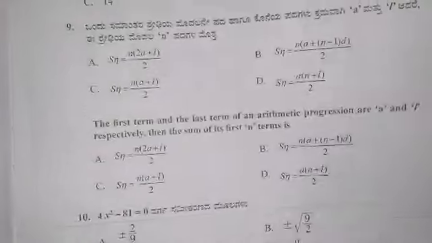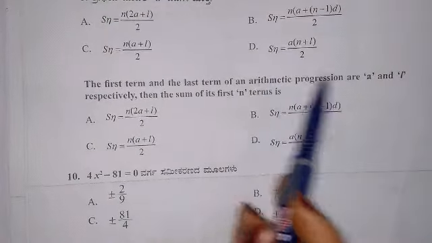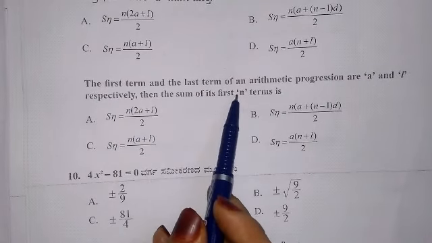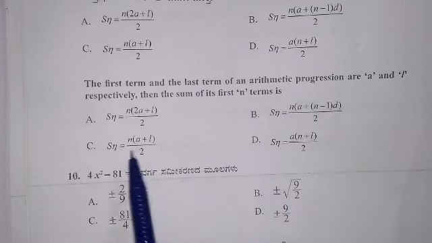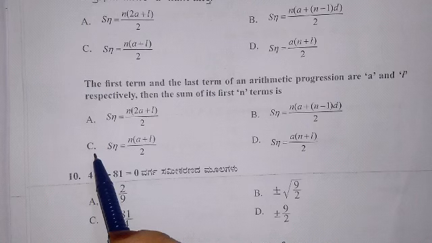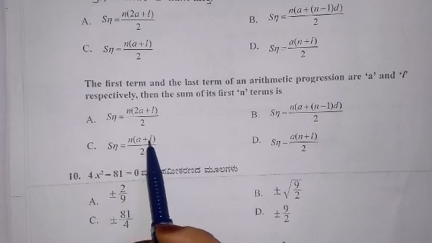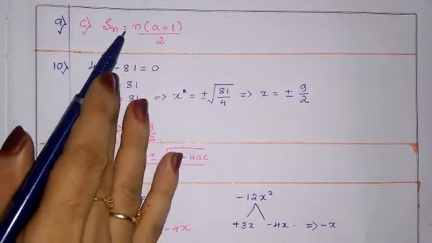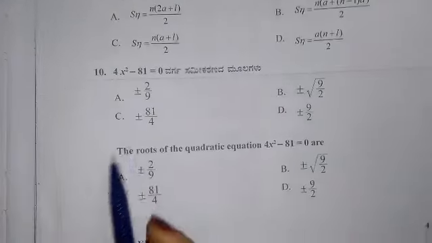Question number 9. The first term and the last term of an AP are A and L respectively, then the sum of the first n terms is. Which formula is correct when A and the last term are given? Option C is the correct answer, because we know that Sn is equal to n by 2 times A plus L. Let us see the 10th question.